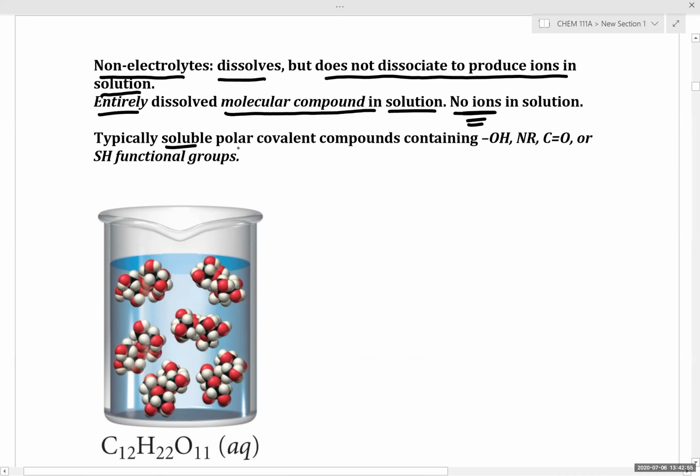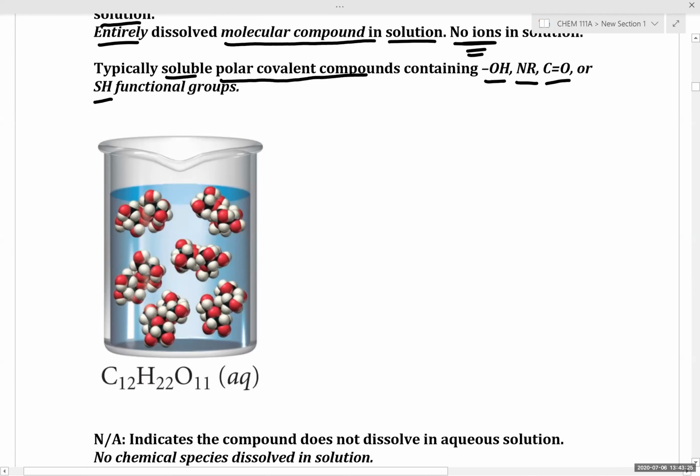Non-electrolytes are typically soluble polar covalent compounds that contain an OH, an NR functional group, a CO functional group, or SH functional groups. So these are signposts that you should look for when you think about polar compounds, as we discussed in previous chapters. So for example, looking at the following molecule, in this case, sucrose. It has the OH functionality, and we know sugar dissolves in water.